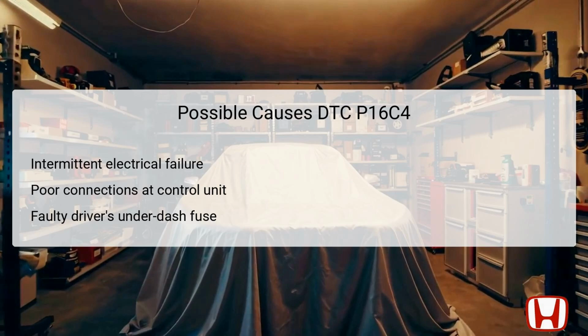Another common issue involves a blown fuse located in the driver's under-dash fuse box. This fuse is crucial for the operation of the active control engine mount, and when faulty, can prevent the entire circuit from functioning correctly. Identifying these possibilities helps streamline the troubleshooting process and pinpoint the root of the malfunction.